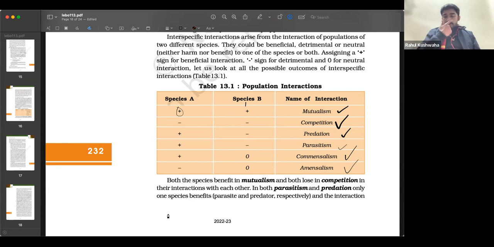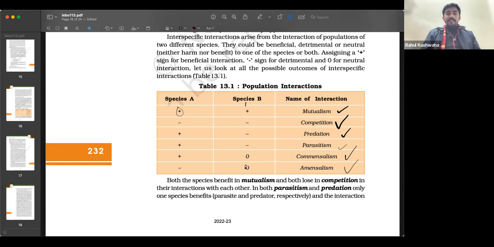Another good example, which you can write in boards, is antibiotics. Penicillium notatum is a fungus. It produces penicillin, right? And that penicillin kills the bacteria. But after studies, scientists realized that the fungus is not killing the bacteria on purpose. Actually, it has no purpose. So that's an example of amensalism. Sorry, not commensalism.